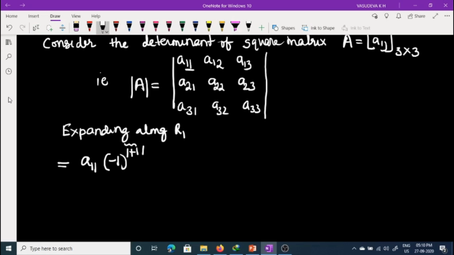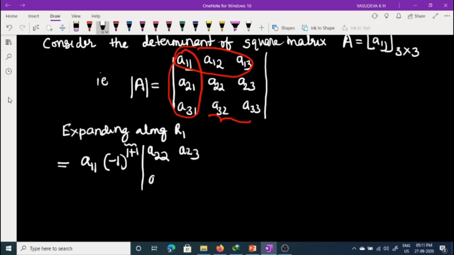And multiplied by the determinant obtained by deleting the first column and the first row. So what are the remaining elements? The determinant of, taking the remaining elements, A22, A23, A32, A33.